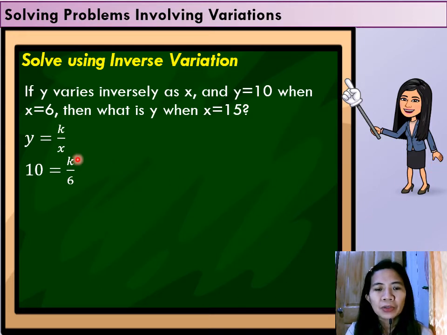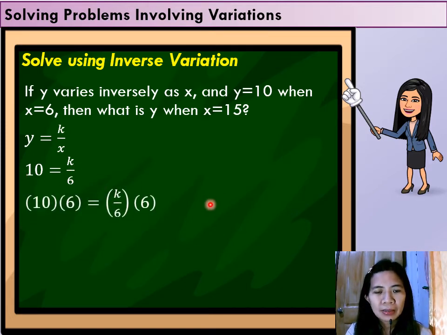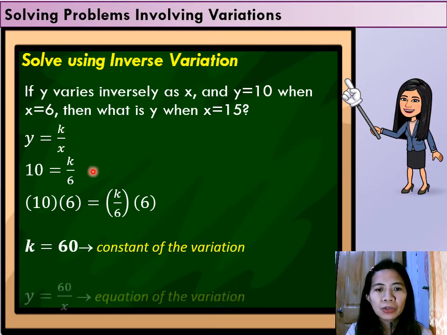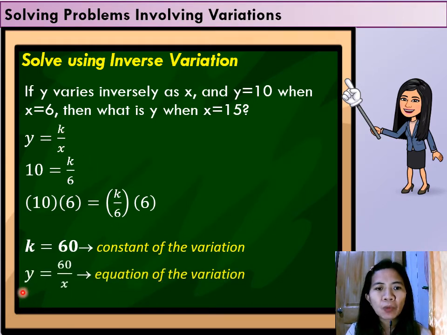To eliminate 6, we are going to multiply both sides by 6. So 6 divided by 6 will be 1, so the remaining here will be only k. Then 10 times 6 will be 60. So the value of our constant is 60. And then we are going to substitute the value of our constant into our original equation. So the equation of variation will be y equals 60 all over x.